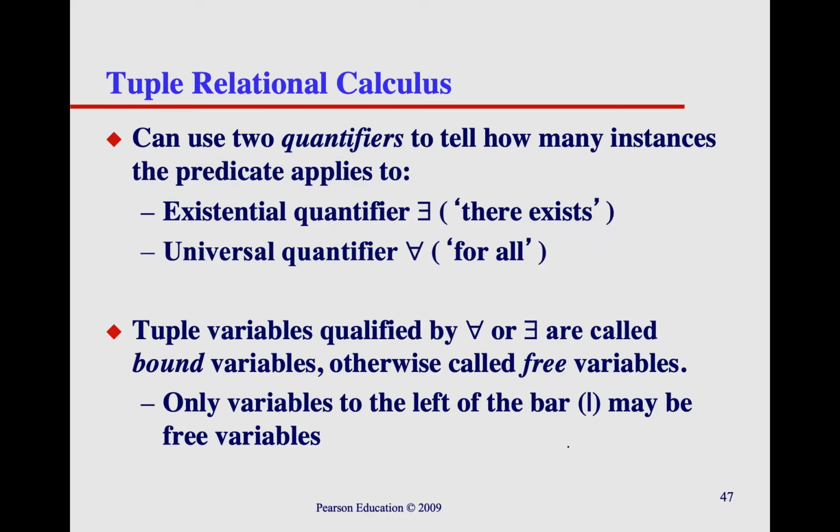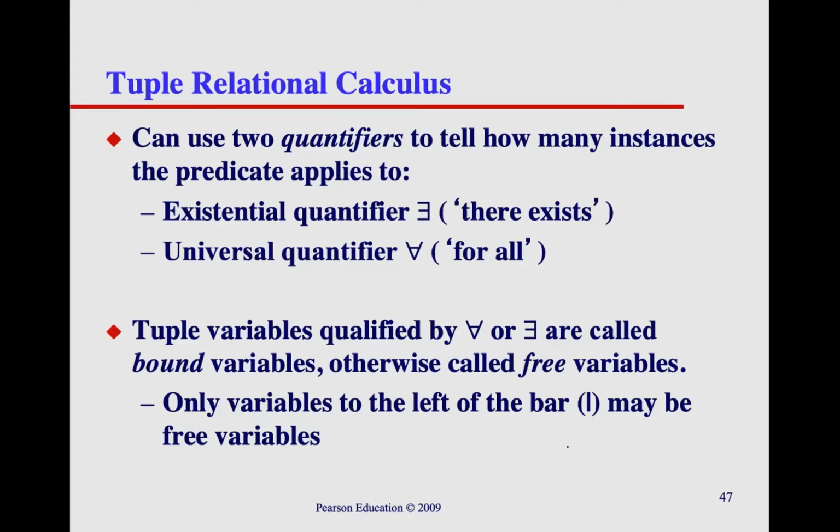So the relational calculus has two quantifiers that you can specify to say how many instances the predicate has to apply to. If it only has to be true for one tuple in a relation, you can say there exists. If it has to be true for all tuples, then you say for all. Any variable that is qualified with a for all or exists is a bound variable, and otherwise it's a free variable. And this is very important: only variables to the left of the bar may be free variables. Only free variables are allowed to be to the left of the bar.